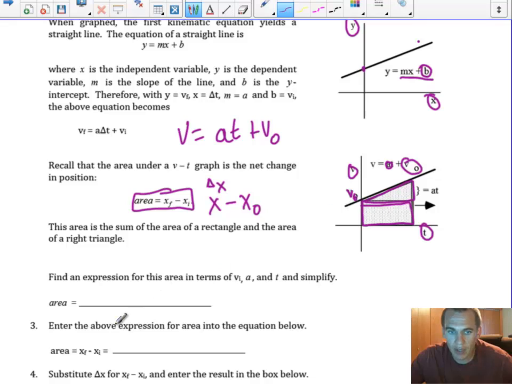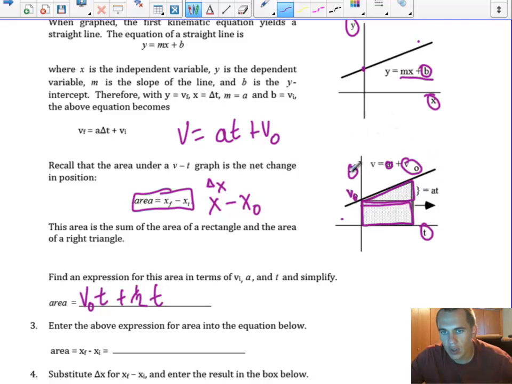Well, the height of this rectangle is our initial velocity, times its base, which is t. Then we have to add on to that the area of this triangle. Okay, now a triangle's equation is 1/2 base times height, so 1/2 the base is still t. The height, though, is dependent on what time we are picking for the end.